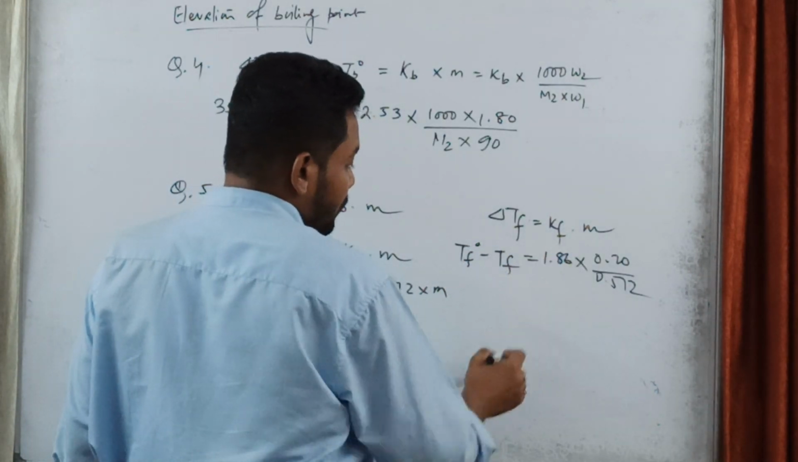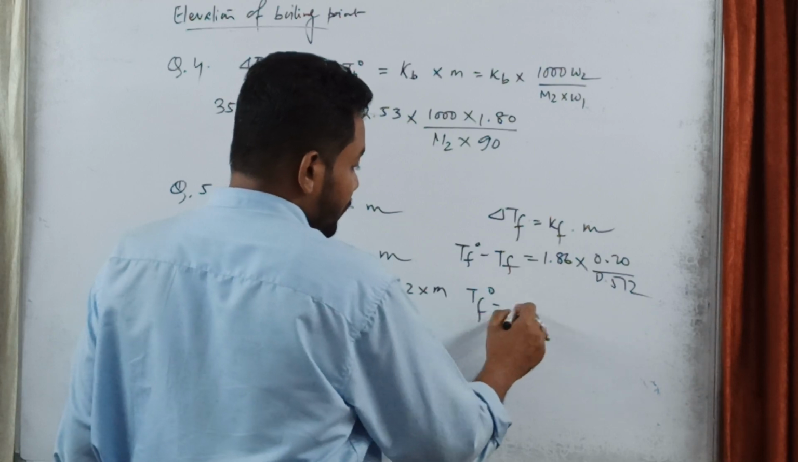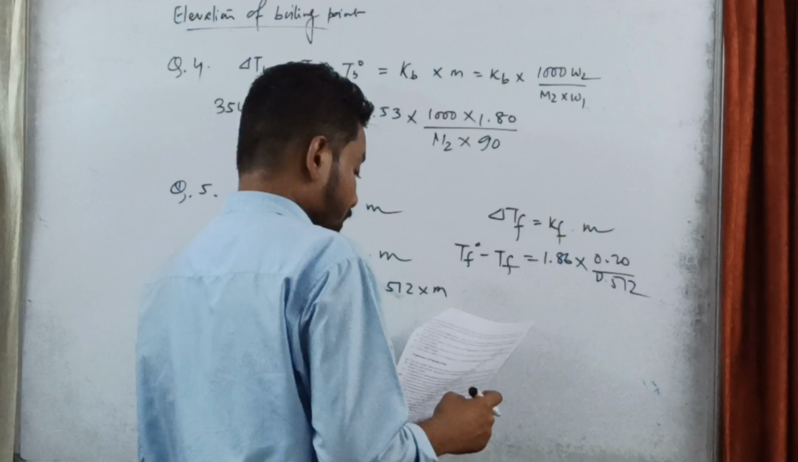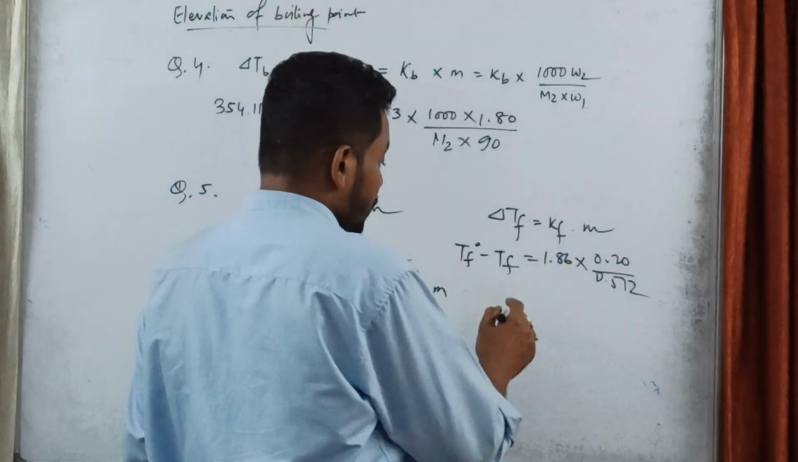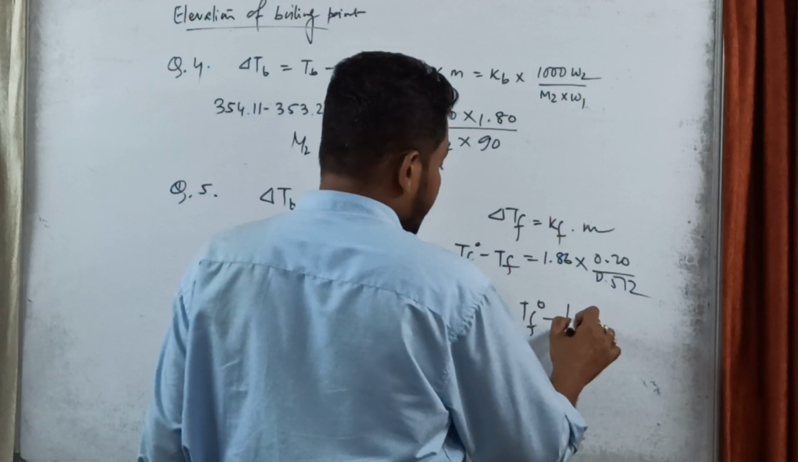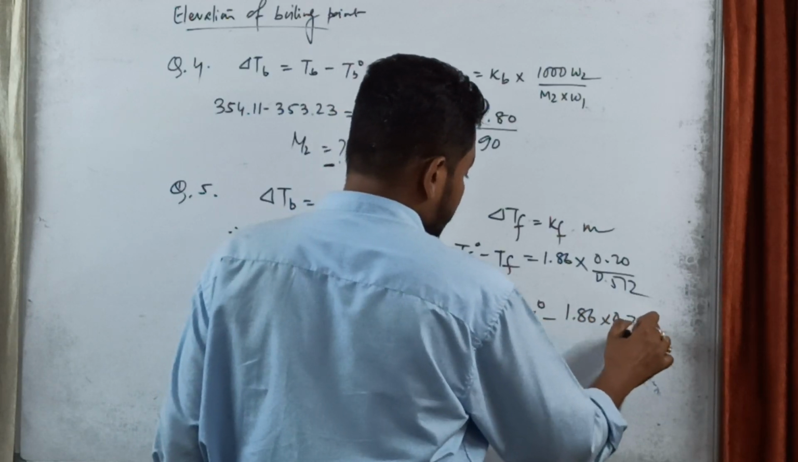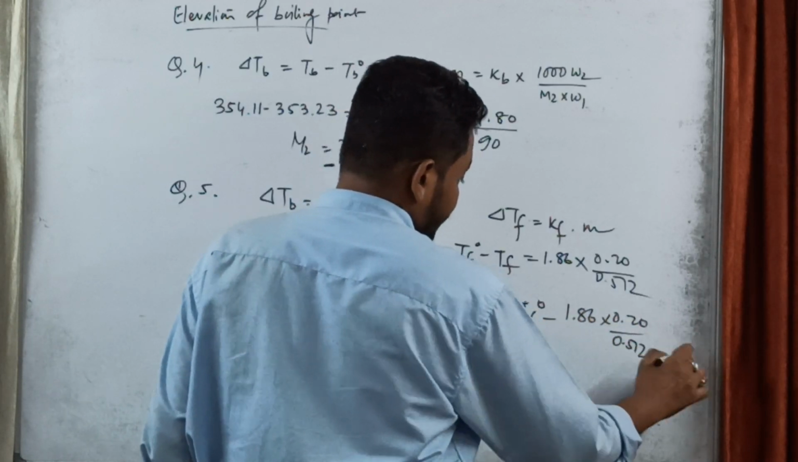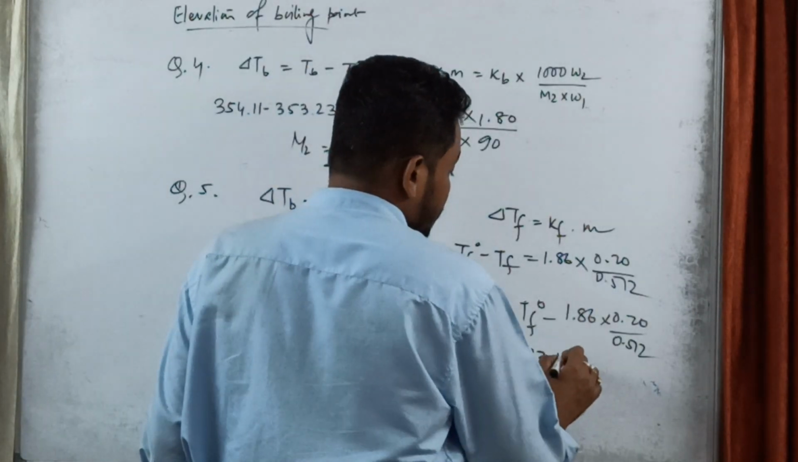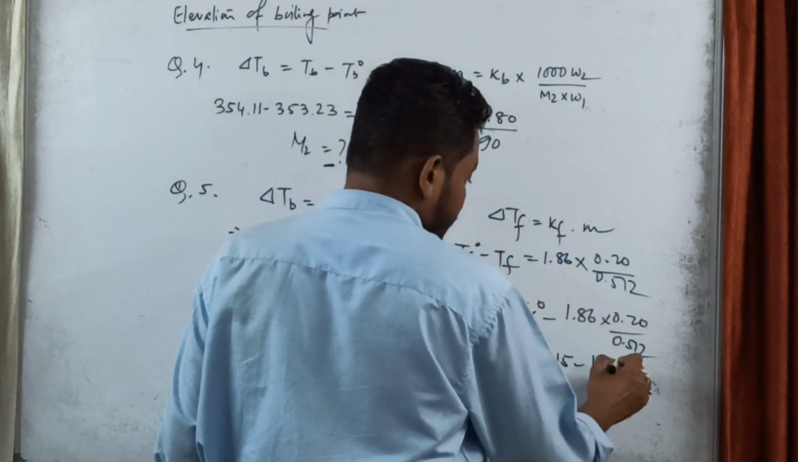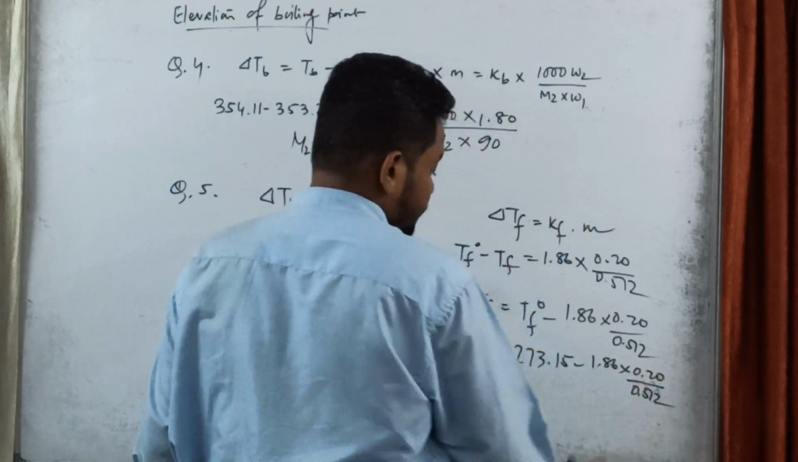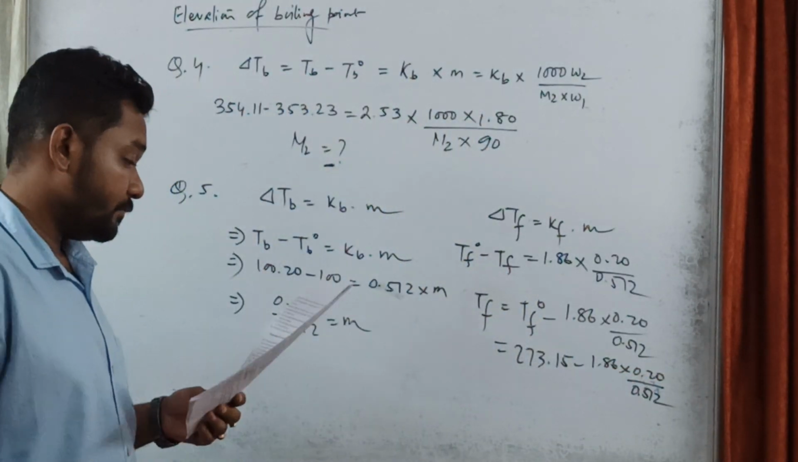So Tf0 you need to calculate. Tf should be Tf0 minus 1.86 into 0.20 by 0.512. Tf0 you all know that is 273.15. Minus the calculation you will do, accordingly you will have the value. All the calculation you need to solve, you will get Tf.